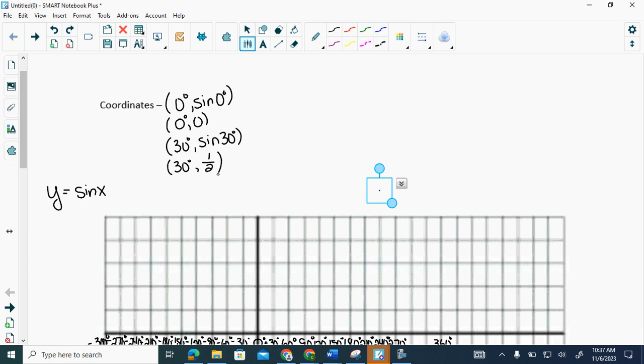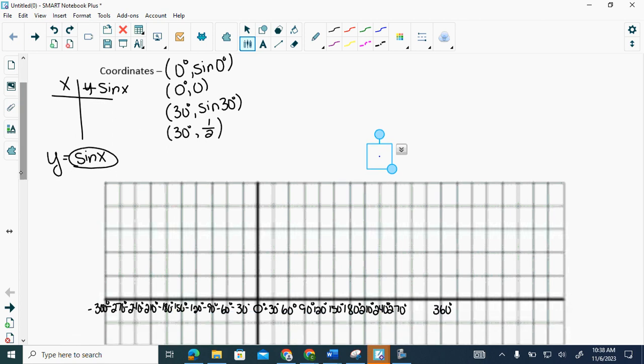Because we're doing an input-output, just like a t-table. You did those in junior high even already. Your input is going to be your x, your output is going to be your y, and what does y happen to be? Sine x. So do you see how I'm inputting an x, I'm outputting a sine x? Right? Okay. So if I plotted those points, first off, I would have 0, 0.